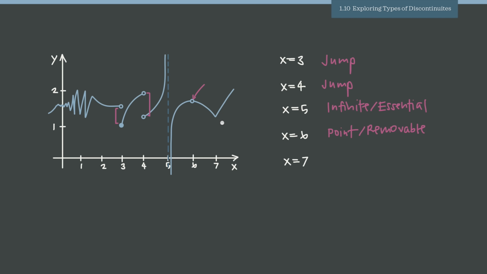And then just don't get fooled about something here like x equals 7. This is a cusp, it's a sharp elbow in the graph, but that doesn't mean the function is discontinuous. There's actually no discontinuity there at all. The function is continuous at x equals 7.